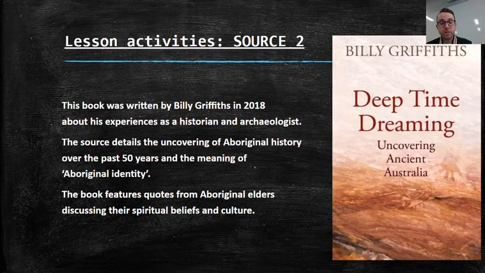So the source details the uncovering of Aboriginal history over the past 50 years and the meaning of Aboriginal identity. So it covers his expeditions into different parts of Australia and the artifacts and the sources that he's found in the ground or on cave walls or in rock art, painting, etc. The book features quotes from Aboriginal elders discussing their own spiritual beliefs and culture. Primary source or secondary source? Question 1. Question 2. What can it tell us about Aboriginal and Torres Strait Islander life?